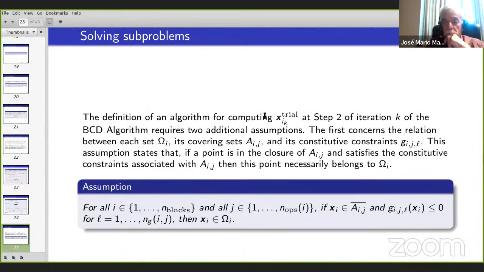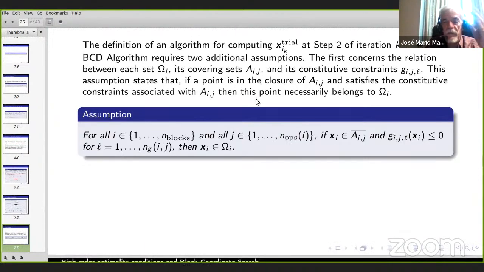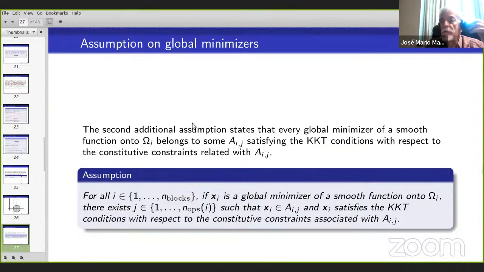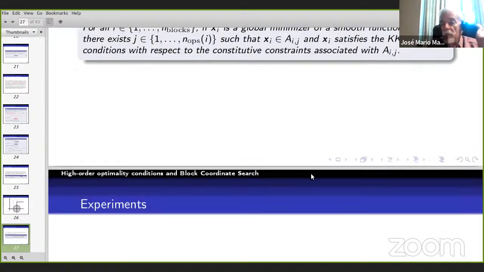Okay, so solving the subproblems. Well, this is something very technical. For solving the subproblems, I need a technical assumption that says what is written here. It is not very important. It's a technical assumption, and this is a picture that shows that in pathological situations, this technical assumption may not hold. I need an assumption on global minimizers, just because I consider the alternative that sometimes it is easy to obtain a global minimizer in each block. So I need this assumption that for each block, if xi is a global minimizer, then there exists j such that xi belongs to j and satisfies the KKT condition with respect to the constitutive constraints associated with aij. Okay, this is another technical assumption. And that's it.